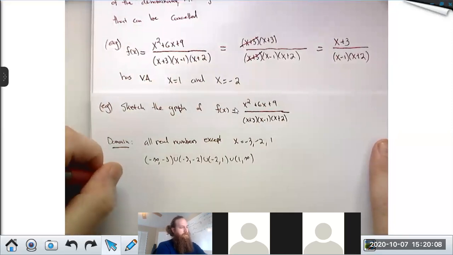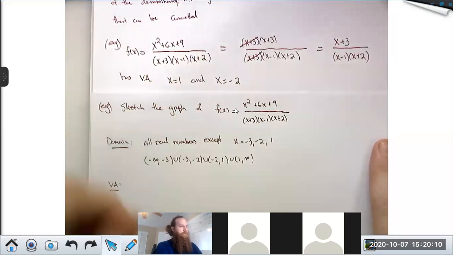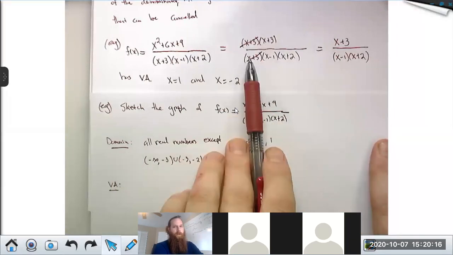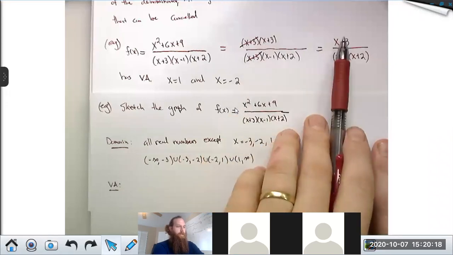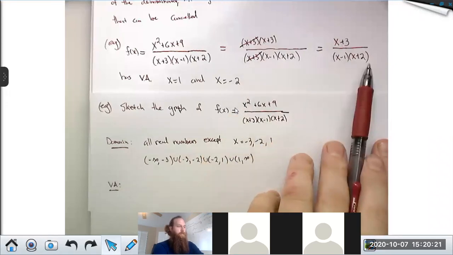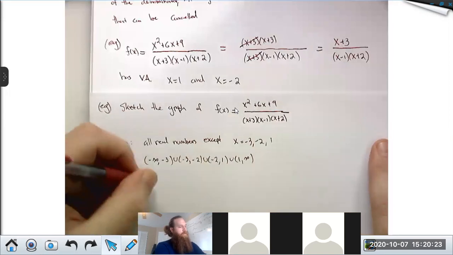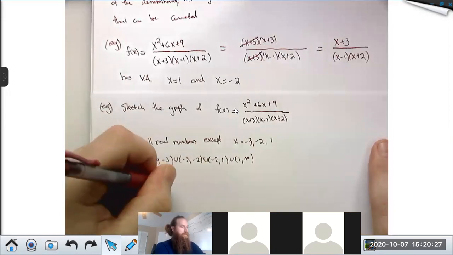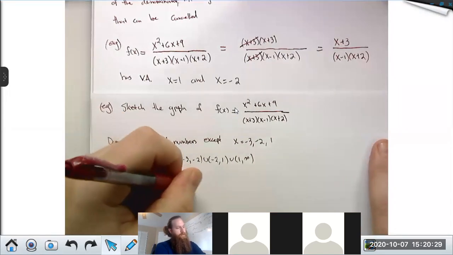My vertical asymptotes. We just did that. When you factor the top, the x plus 3 cancels, and you get x plus 3 over x minus 1 times x plus 2. So there's two vertical asymptotes. They are x equals 1 and x equals 2.